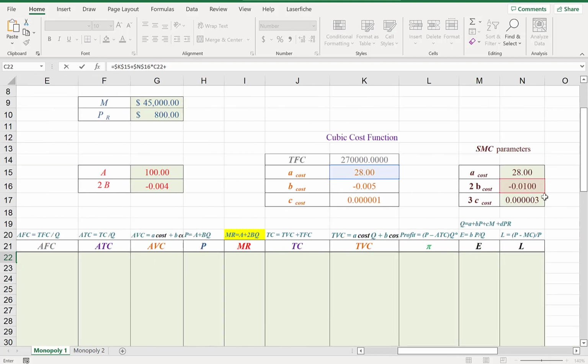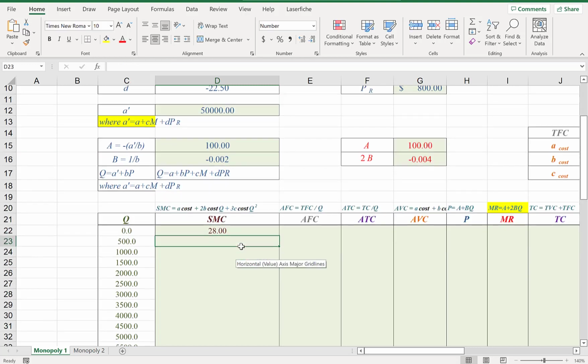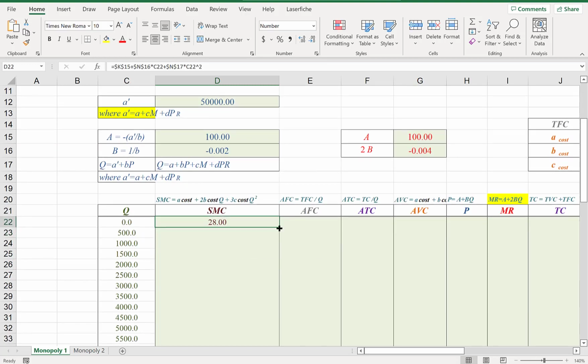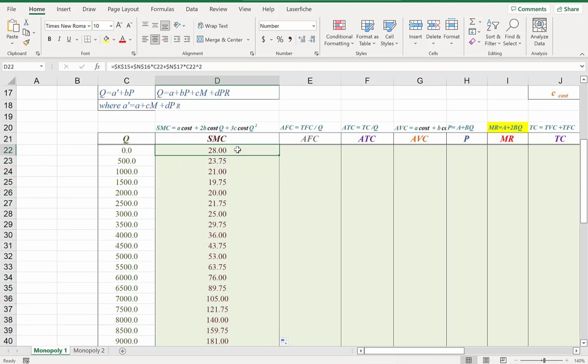So I'm going to go here. 3C cost. I grabbed A cost from here, but this one is the same anyways. I'm going to fix this by putting dollar signs before the letter and the number, times quantity raised to the power 2. So this whole thing is the correct marginal cost formula. I'm going to touch the corner and double click. Check this out. Marginal cost first goes down, and then it starts going back up, J-shaped.